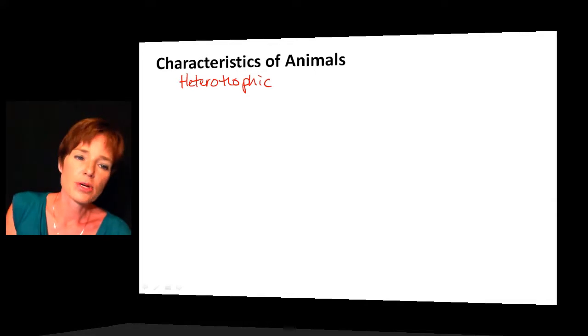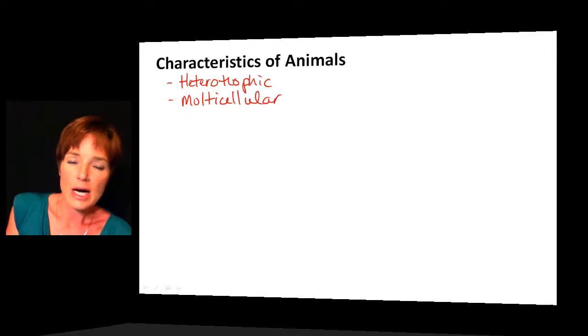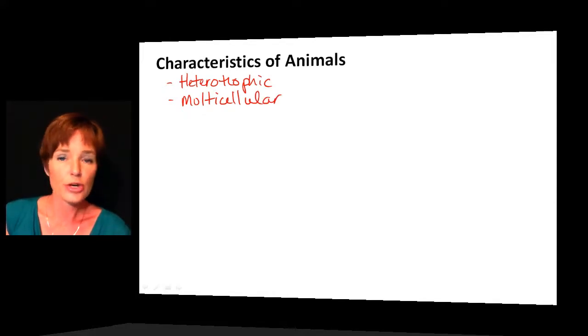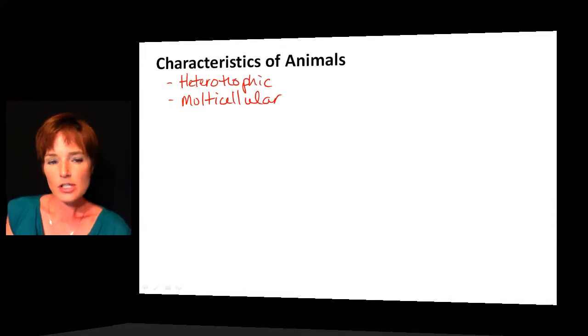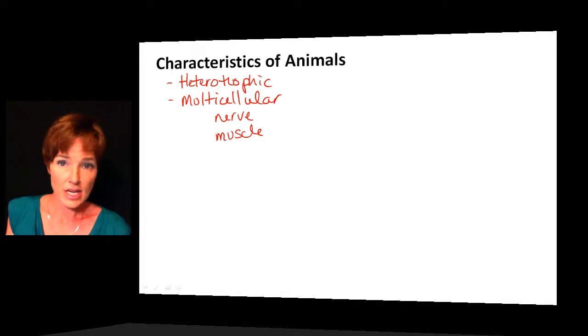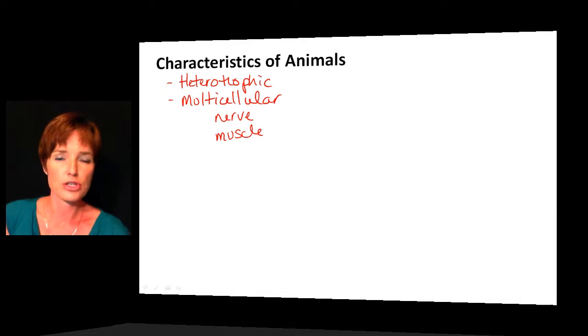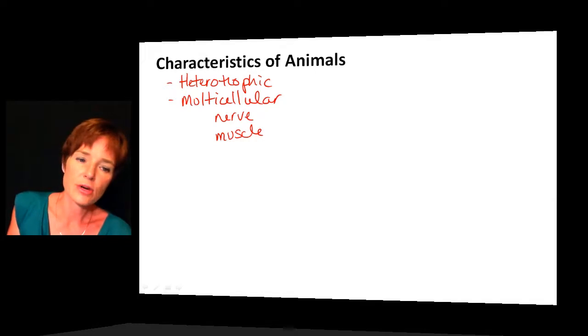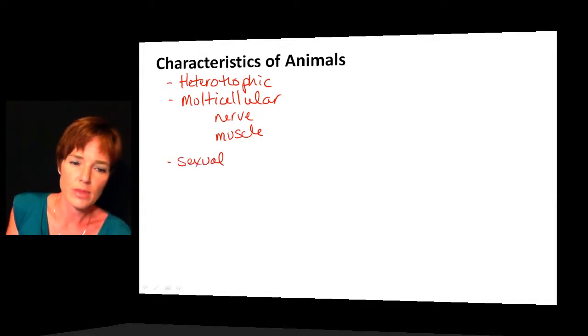Another thing that is pretty common with animals is that they are going to be multicellular. They are going to have bodies that are made up of many cells. These are eukaryotic cells, and in many cases they are going to be specialized cells. So there will be groups of specialized cells to give us things like nerve tissue and muscle tissue. This is something that we didn't have in other organisms. In plants, we did have some different tissues, like the vascular tissue, but we certainly didn't have nerve and muscle tissues.